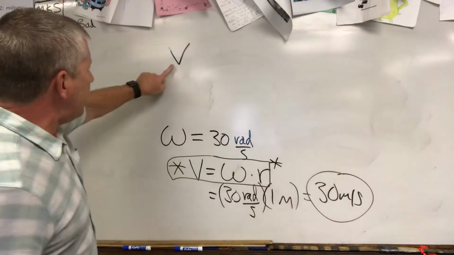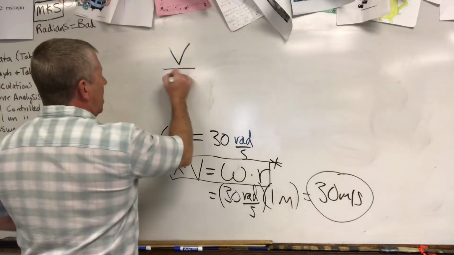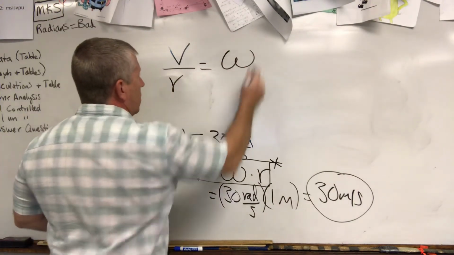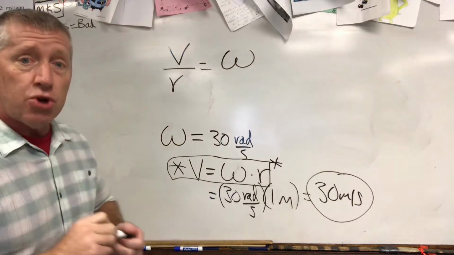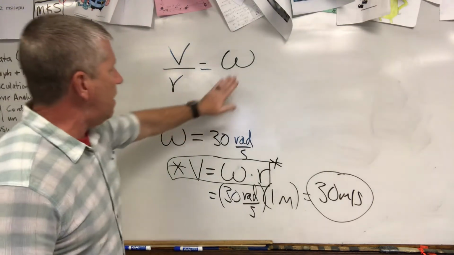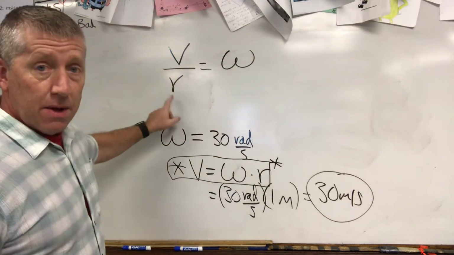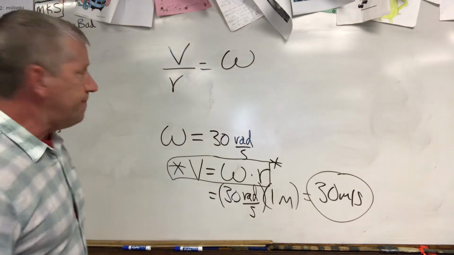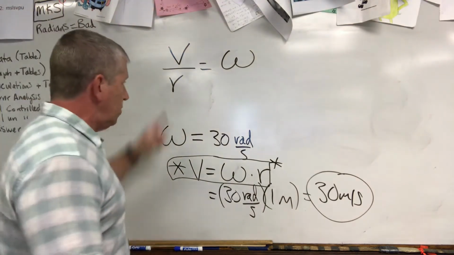So if we know what that is, we can solve for omega if we need as well. So it's a gear changer. If we know one, we can solve for the other, as long as we know the radial length, the radius length. As long as we know that, we're good. So that's another way of using that equation.